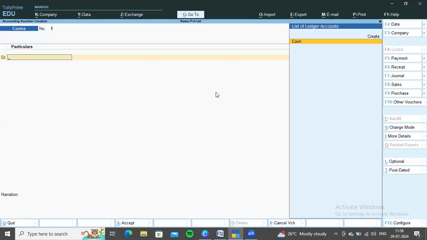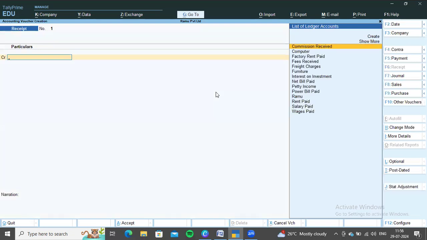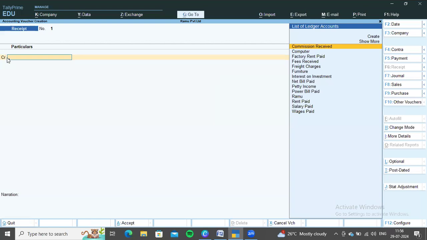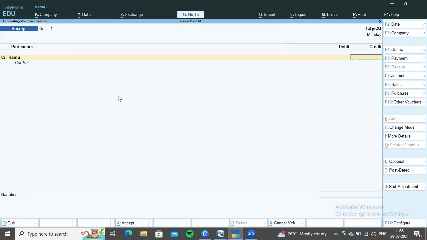So press F6 on your keyboard and the receipt voucher screen appears. Here, capital means cash is coming in. Cash account debit, capital account credit. So we need to credit capital. Who is investing? Ramu is investing. So credit Ramu account. How much? 2 lakhs.